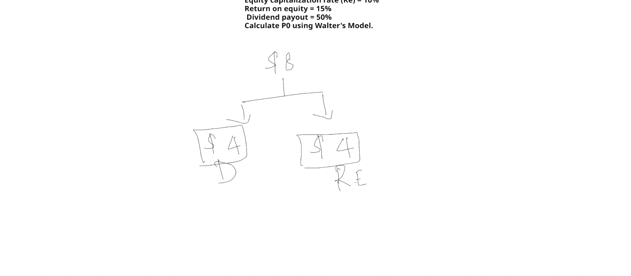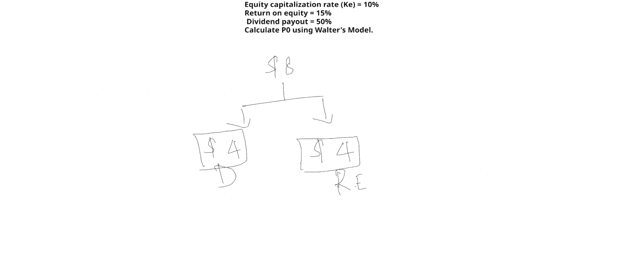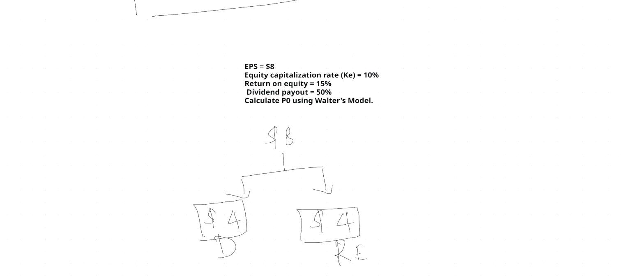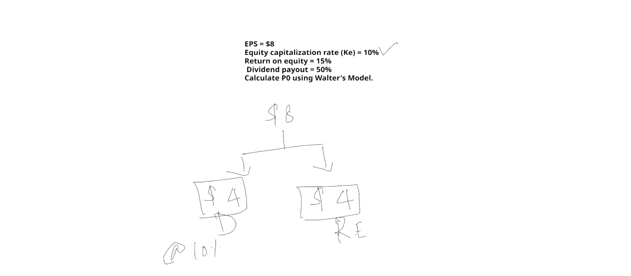Okay. Now, what will the shareholders do with this $4? The shareholders will reinvest the money. And what will the company do with this $4? The company will also reinvest the money. But what is the difference? So here, what is the expected rate of return by the shareholders? What is the opportunity cost of the shareholders? It is just 10%. So the shareholders will invest this $4 at 10%. Whereas what is the return generating capacity of the company?